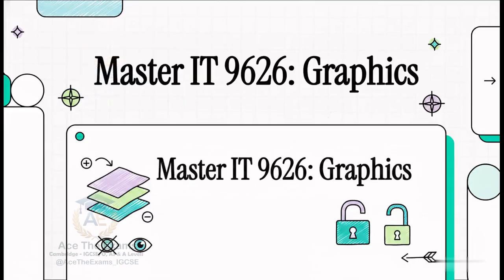Now, you might be thinking, hey, I know how to use graphics software. This is going to be a breeze. Well, that's exactly what the examiners are banking on. We're going to decode the secret language they're looking for when they interrogate you on adding and removing layers, altering layer order, toggling visibility, and locking or unlocking elements. Because out there in the exam hall, it's a war zone of lost points.